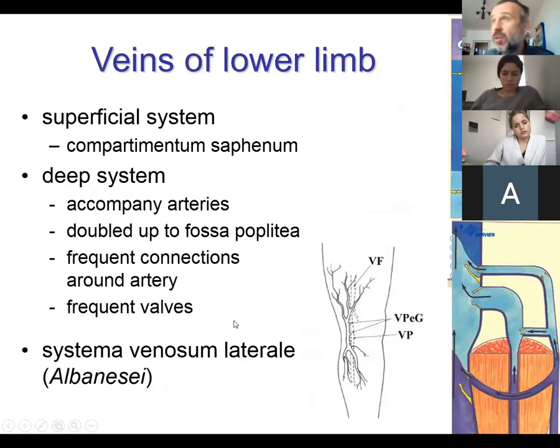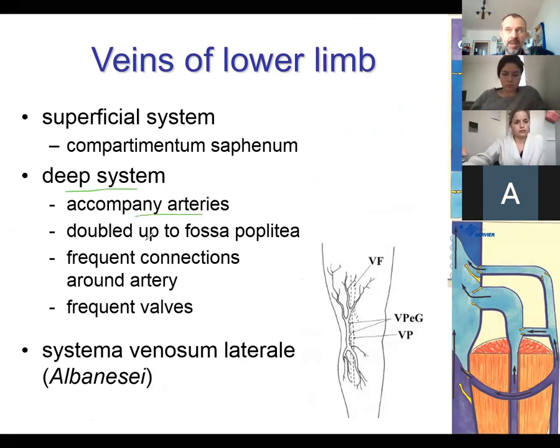And finally, the veins of the lower limb. Partially repetition, partially something new. I think the majority is a repetition for you. Okay, so we have a deep system which accompanies arteries. It's doubled, but not as in the upper limb to the axillary fossa, but only to the popliteal fossa. But the femoral vein can be doubled in 20% of cases.